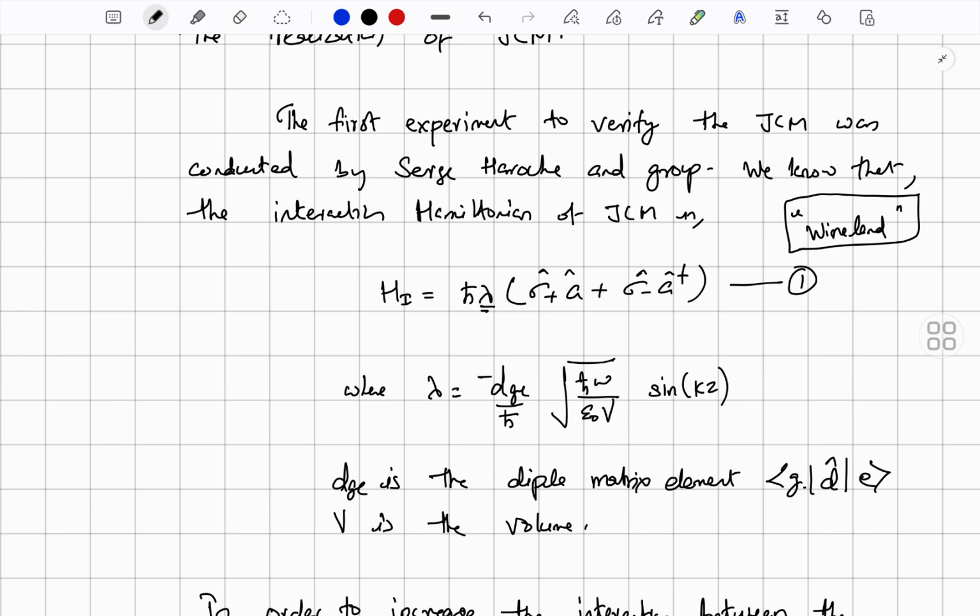This interaction term depends upon a few factors, and the important ones are d_ge and the capital V. What is d_ge? It is the dipole matrix element, basically the inner product of the dipole moment operator between g and e, where g is the ground state and e is the excited state of the atom, and V is the volume of the cavity.